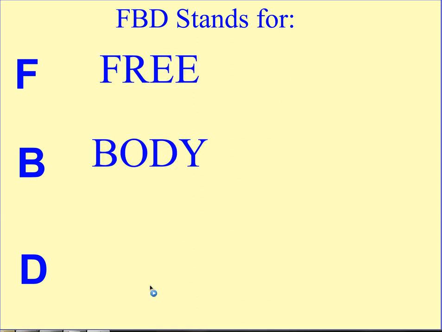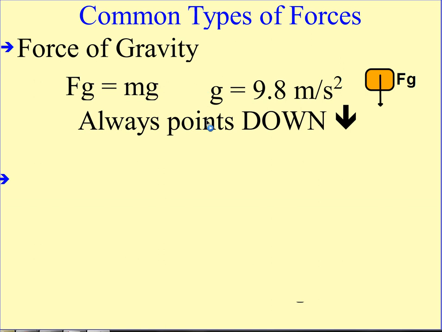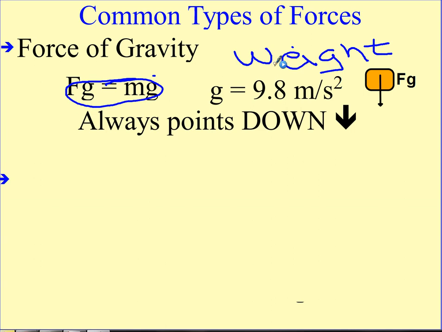We're going to study FBDs. FBD is an acronym for free body diagrams. Common forces that we deal with. The first one is gravity. The weight of an object is written as Fg. So I want you to write the word weight, because whenever I refer to the weight of an object, or I say it weighs, I'm talking about Fg. And the formula is Fg is equal to mg.